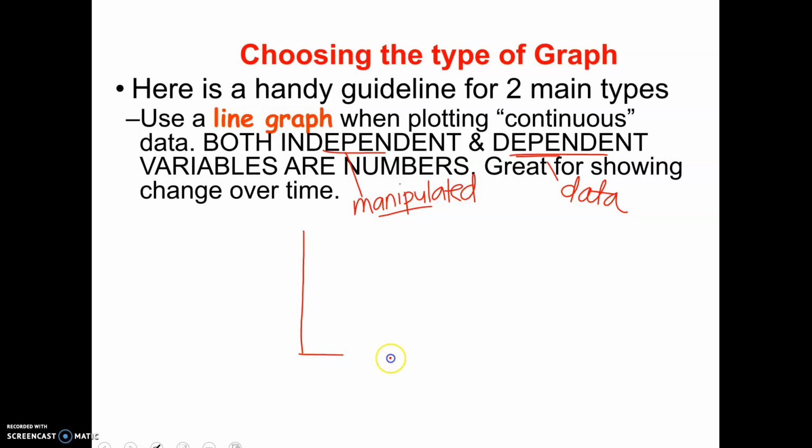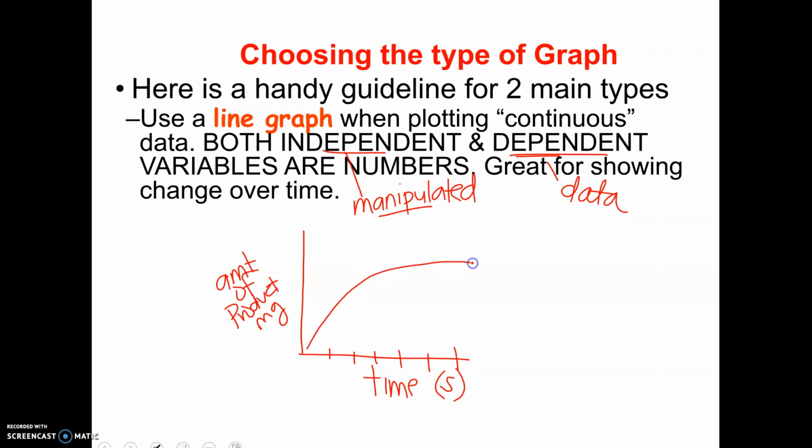For example, you might have time in seconds and maybe the amount of product that's made. This would also be some kind of a number, maybe milligrams. This would be a line graph because we would be able to then see a trend that over a period of time, maybe the amount of product increases, something along those lines. So this would be a good example of where you'd want to use a line graph. Anytime you have a number for this, a number for this, you're typically going to use a line graph.